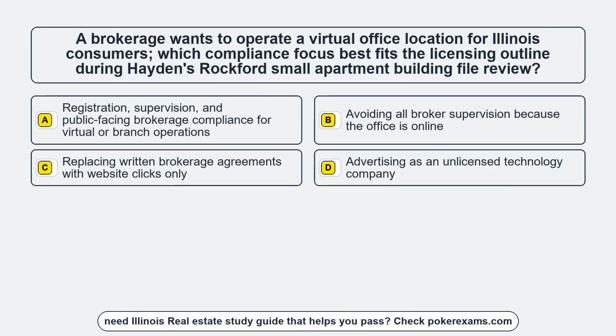Question 17. A brokerage wants to operate a virtual office location for Illinois consumers. Which compliance focus best fits the licensing outlined during Hayden's Rockford small apartment building file review? Option A. Registration, supervision, and public-facing brokerage compliance for virtual or branch operations. Option B. Avoiding all broker supervision because the office is online. Option C. Replacing written brokerage agreements with website clicks only. Option D. Advertising as an unlicensed technology company.